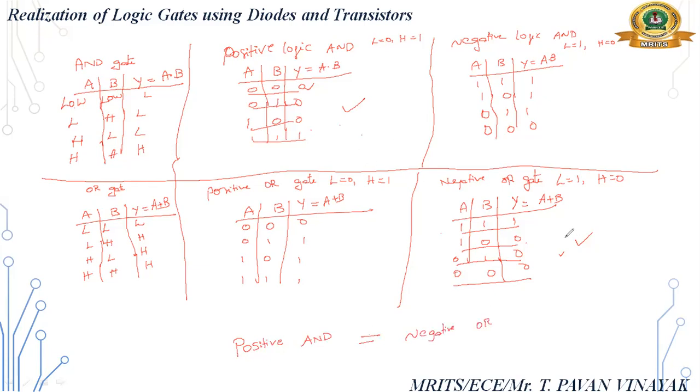Right? And observe these two now. Positive OR is equal to negative AND. In the exam, they will ask to show that positive logic AND is the same as negative logic OR. You have to explain it this way. Similarly, try yourself the NAND and NOR gates.